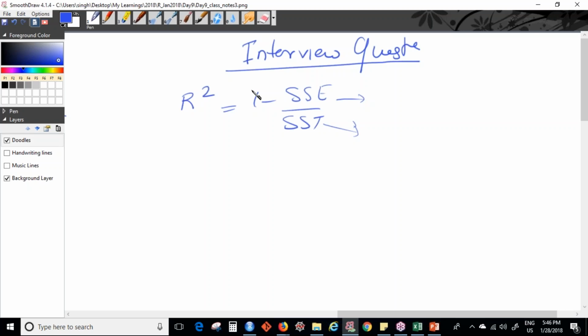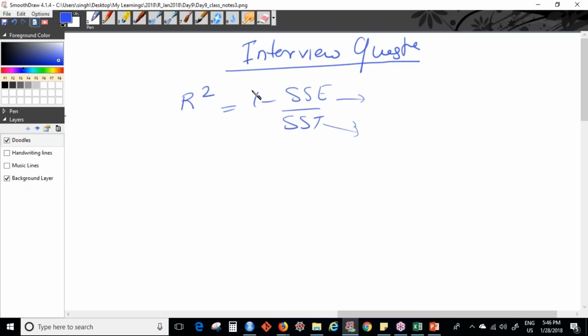Then another question which can be asked is, what are the other evaluation parameters of a linear regression model? You will say that the other evaluation parameters are sum of squared error, but sum of squared error has a disadvantage that it has squared units, so it is not very interpretable. So you have root mean squared error. Root mean squared error has the same unit as your dependent variable, and it tells you on average how much error you are making.